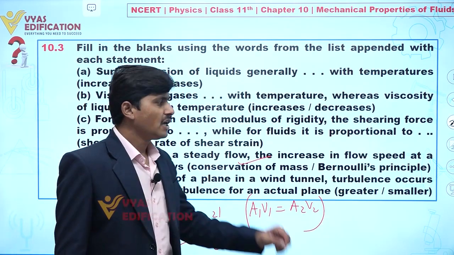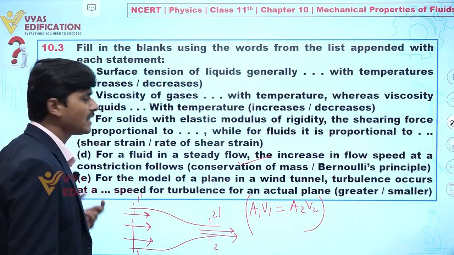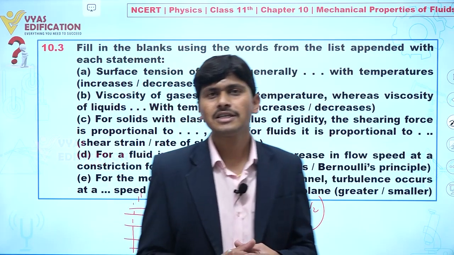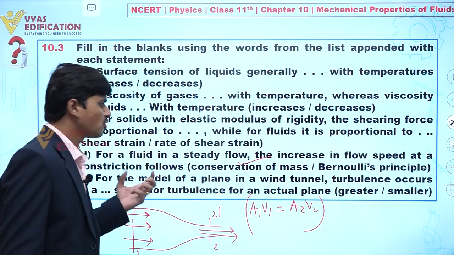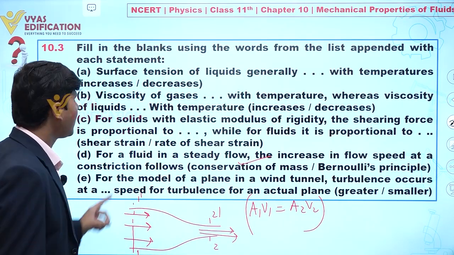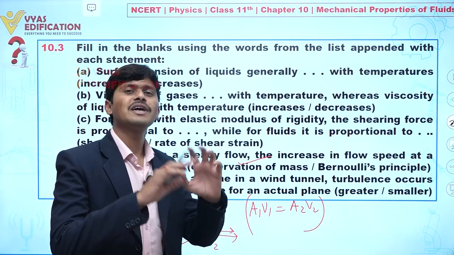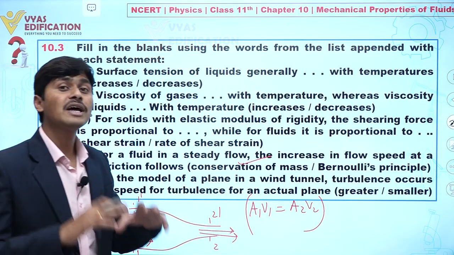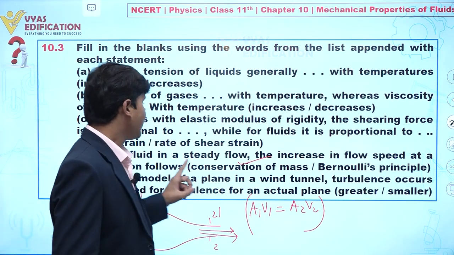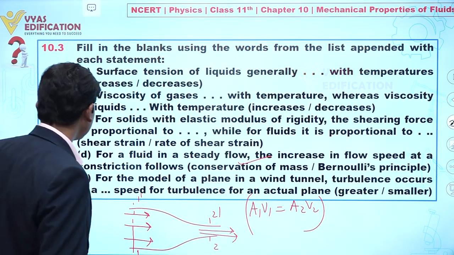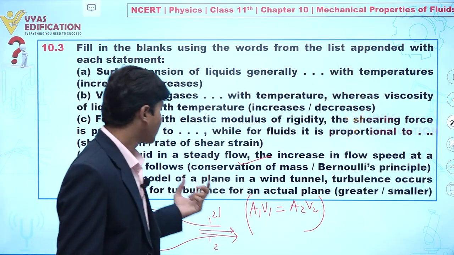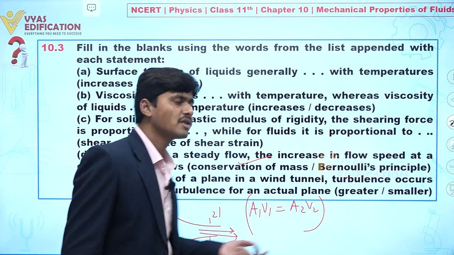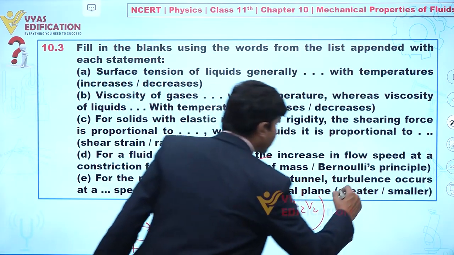Now part number E. This is just a theoretical question. For a model of a plane, suppose we are simulating a model of an aeroplane in a wind tunnel. Turbulence occurs at a speed, compared to turbulence for an actual plane, and the correct answer is greater.